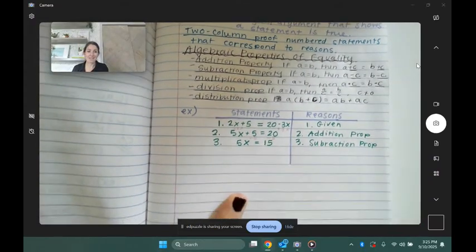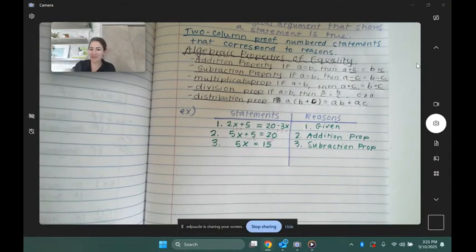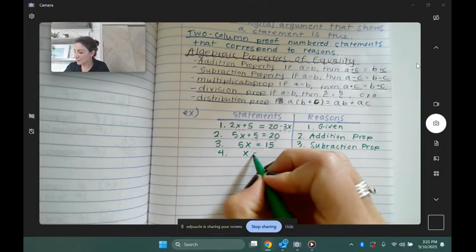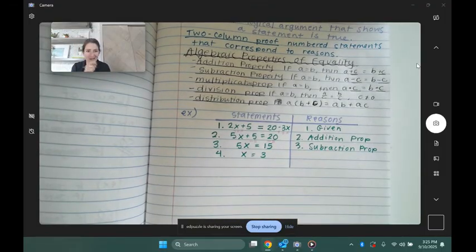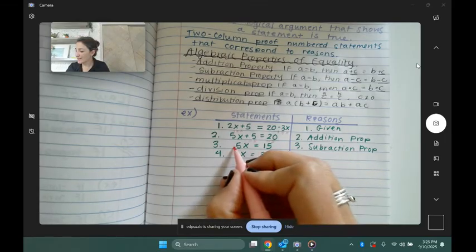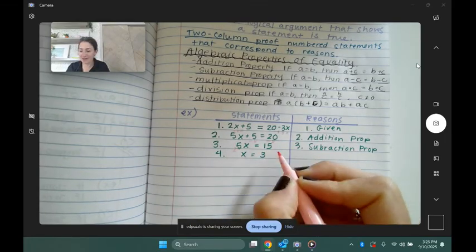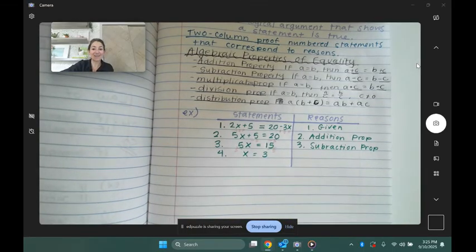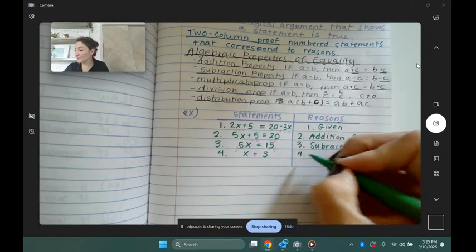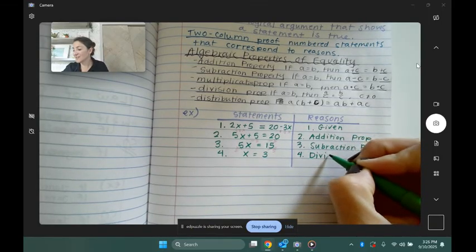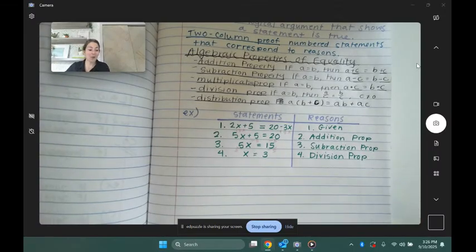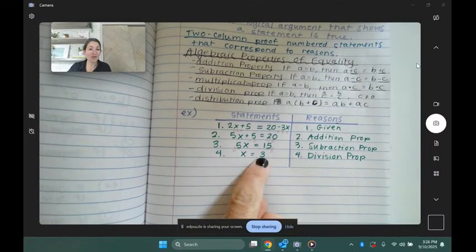Okay, x is not alone yet, though. I'm going to write step number 4 here. X is equal to 3. What did I do here? To get x by itself, it looks like I divided by 5 on both sides. And 15 divided by 5, that is 3. The property I used here was the division property of equality. And this is the conclusion of my proof.